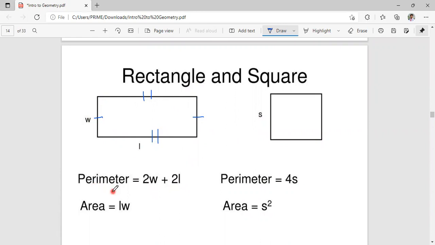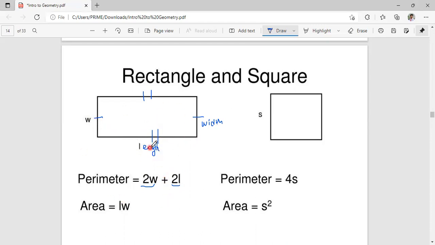So the perimeter of this rectangle will be 2 times 2 of the width. We have two widths over here and two lengths over here. So it will be 2W, where W is the width, and this will be called the length of this rectangle.